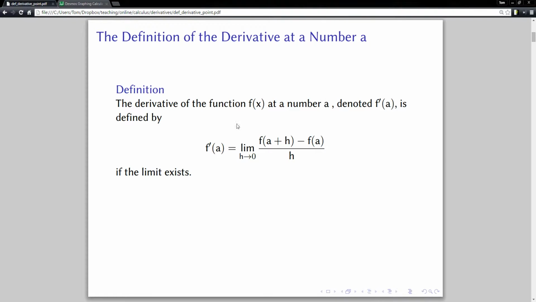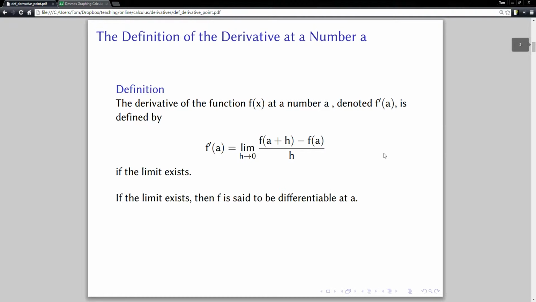So if you recall, over here on the right hand side, this was the solution to the tangent line problem. This expression will give you the slope of the tangent line at some point on the graph of the function f. So that part's not new. We're just now going to call that the derivative of f at some number a, and we're going to use this notation here, f prime of a. And of course, all of that's if the limit exists.